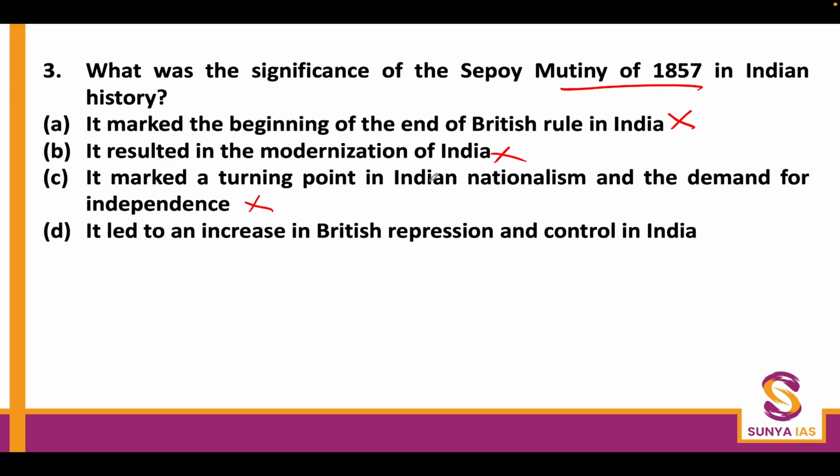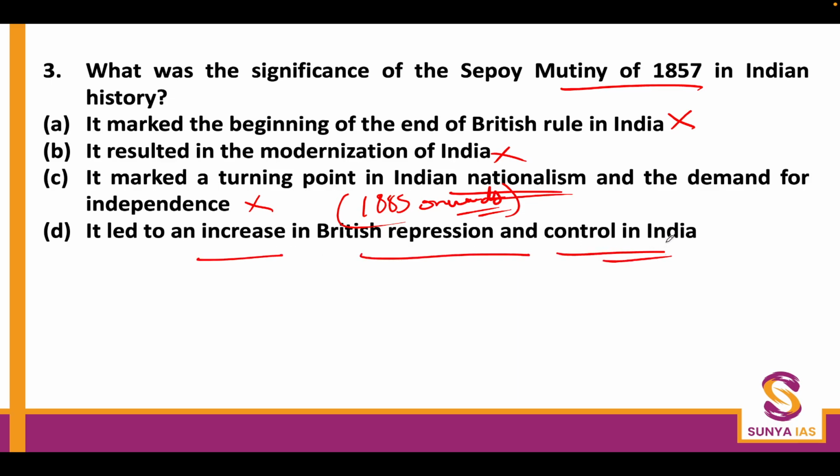No, not at all. Even after this, you will see 1885 onwards, the major aim among the Congress members was to inculcate the feeling of Indian nationalism. So this one is not correct. It led to an increase in the British repression and control in India. This is actually correct statement. Okay, surely the repression increased even further, and the Britishers isolated themselves from the Indian culture even more. So the D option is correct.